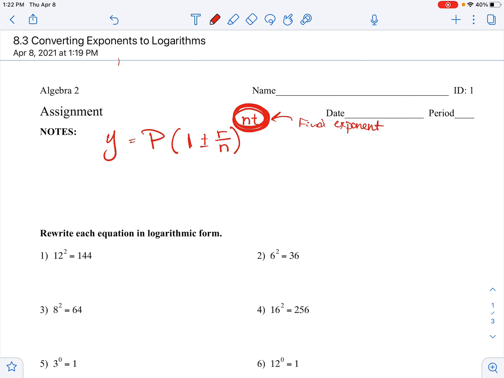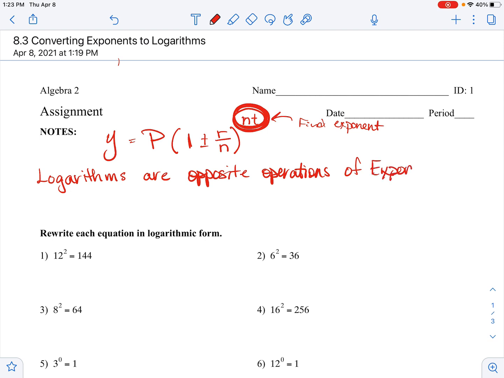So what you need to understand is that logarithms are the opposite operation of exponents. Really what they are is another way of writing exponents. Let me say this again. Logarithms are another way of writing an exponent.